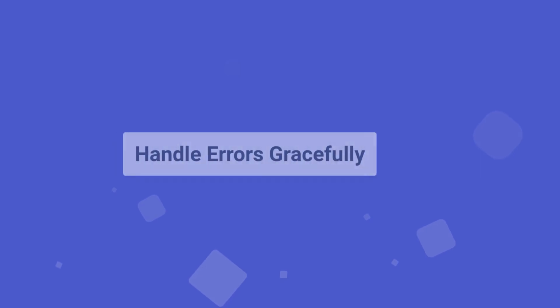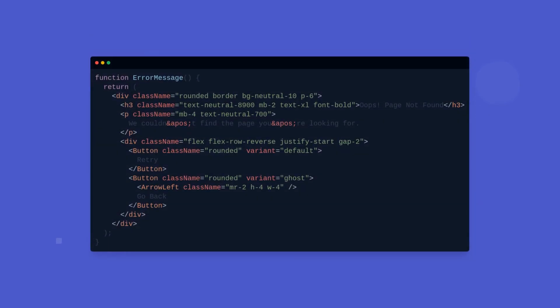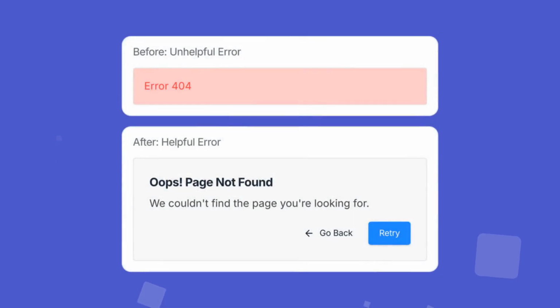Handle errors gracefully. No one likes errors, but they happen. When they do, be helpful. Instead of just saying error 404, give the user context and offer ways to fix it or try again. Pro tip: make your error messages friendly, clear, and actionable. Help users feel like they're not stuck when things go wrong.